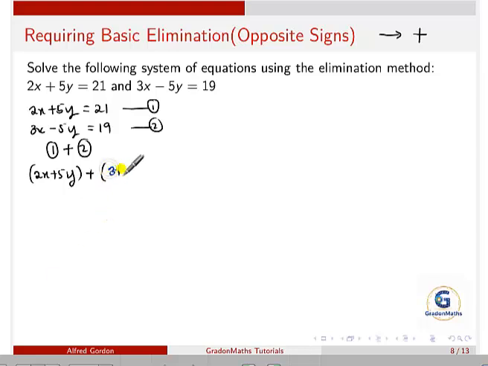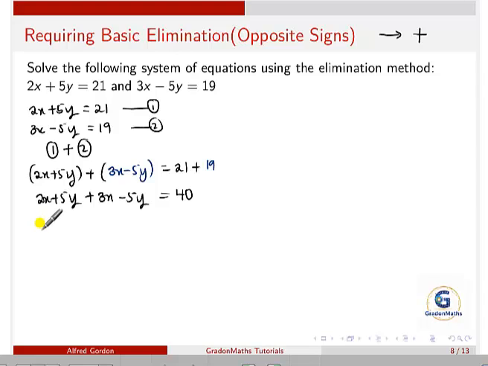Equation 2, we have 3x minus 5y, and this is equal to 19. Equation 1 is 21. Then let's do a plus. So here we have added, and let's continue to simplify. Expanding the bracket will give us 2x plus 5y, plus 3x minus 5y, is equal to, now here 21 plus 19 gives us 40.